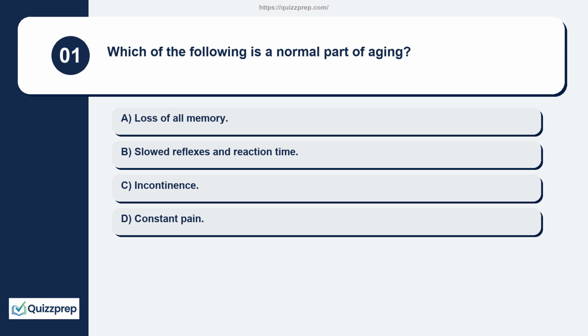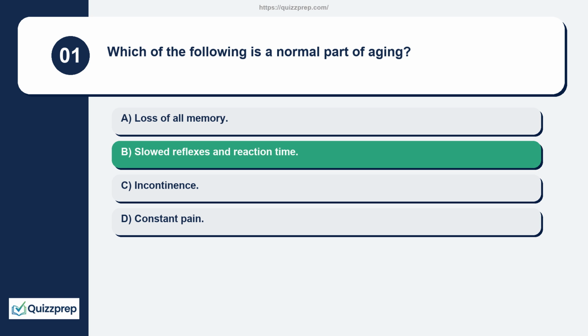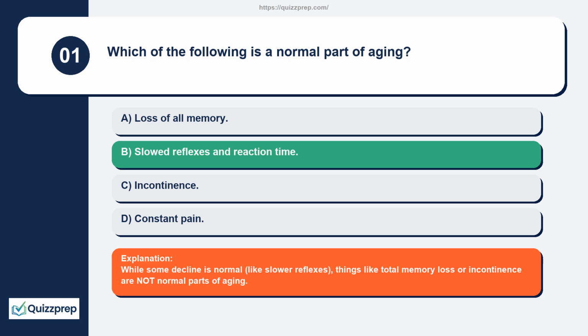Question 1. Which of the following is a normal part of aging? Loss of all memory, slowed reflexes and reaction time, incontinence, constant pain. While some decline is normal, like slower reflexes, things like total memory loss or incontinence are not normal parts of aging.